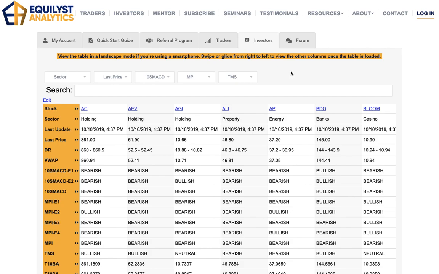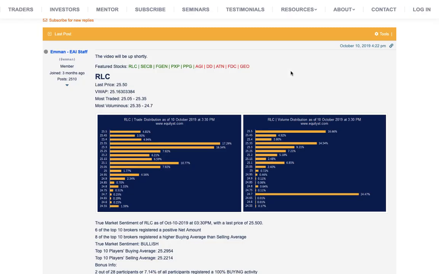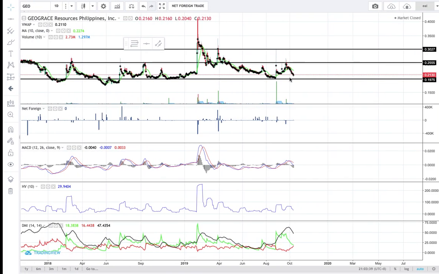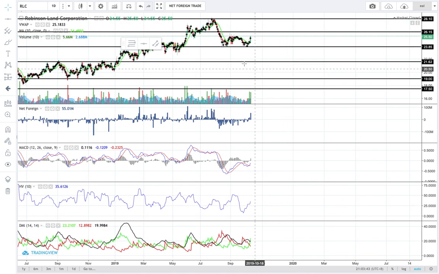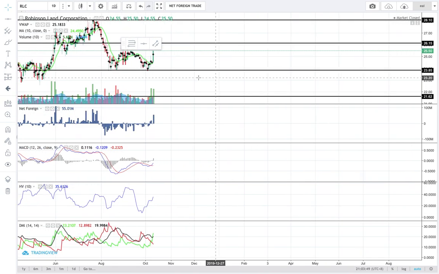Now, let's proceed with the 10 stocks for short-term trading purposes. Yes, I repeat, these 10 stocks that I'm going to discuss are for short-term trading purposes only. Let's begin with RLC. It closed today at 25.5. Support is near 23.85. Resistance is near 26.15.